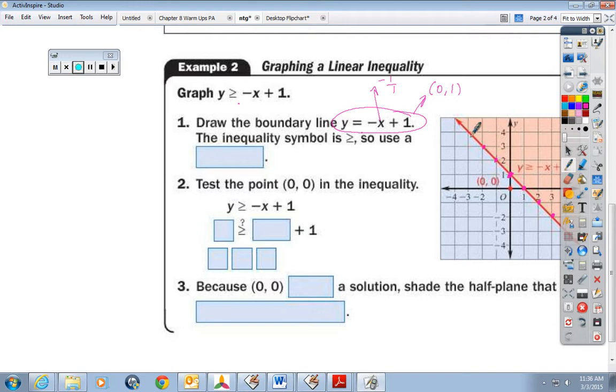Now, look at the inequality symbol. What is it? It's greater than or equal to. So I'm going to draw a solid line. I'm going to connect my dots with a solid line. Okay? I'm almost done. Now, solid line.